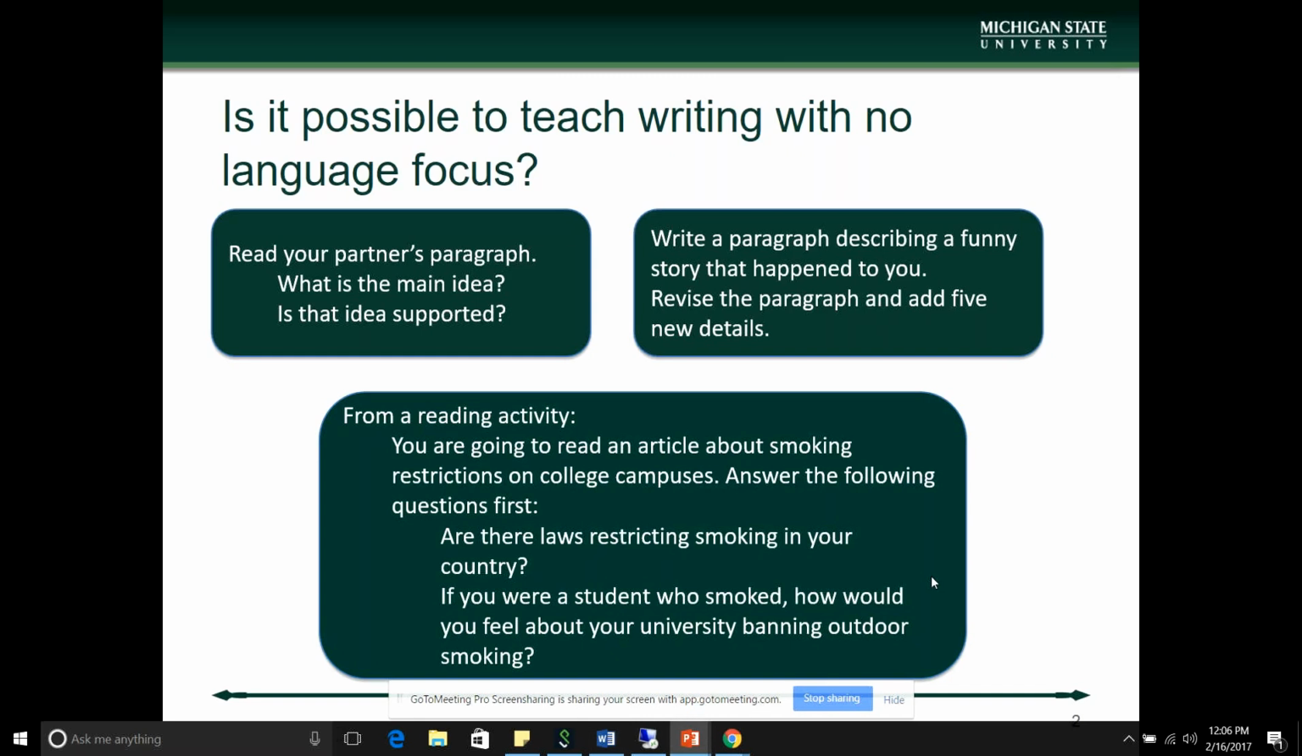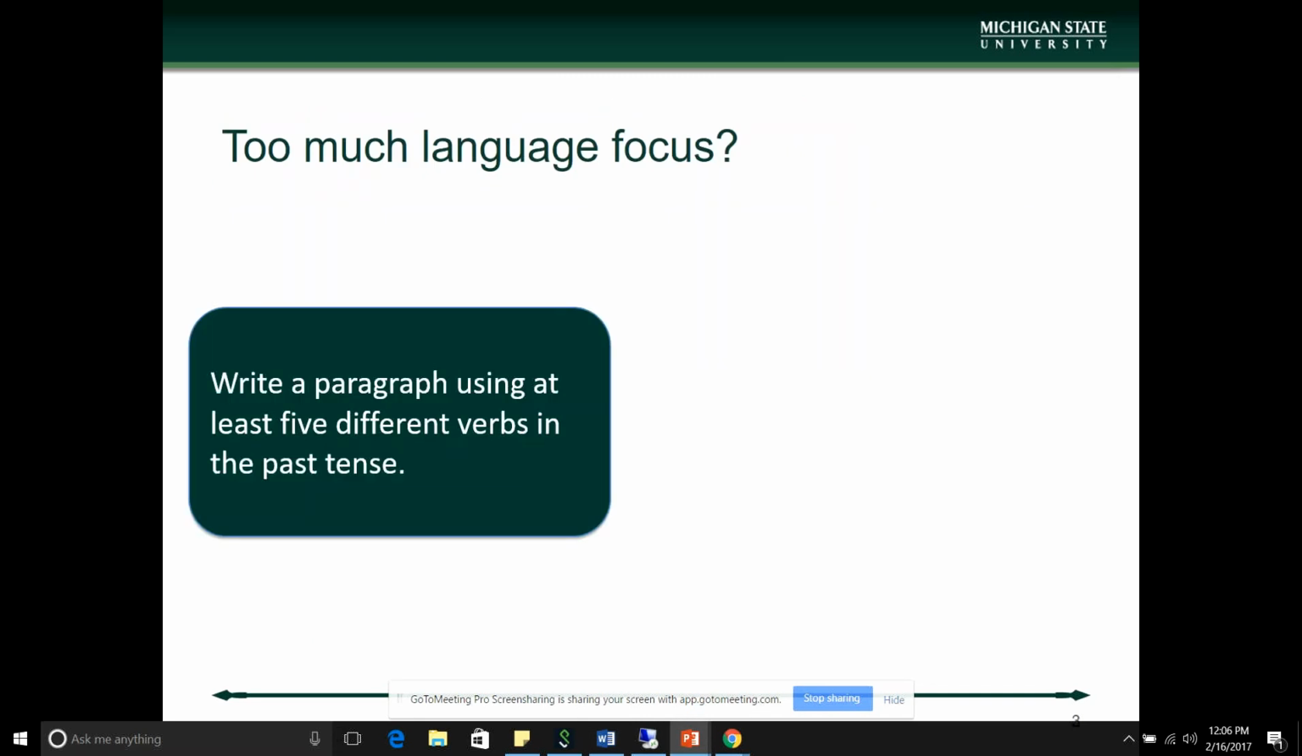So we can, however, go to the other extreme where you find assignments like this. Write a paragraph using at least 5 different verbs in the past tense.